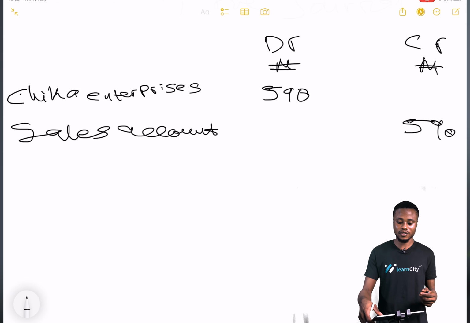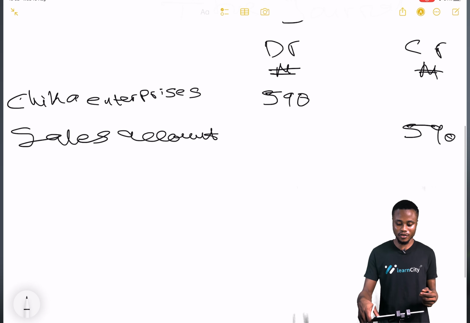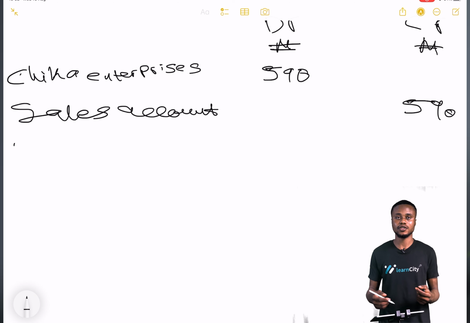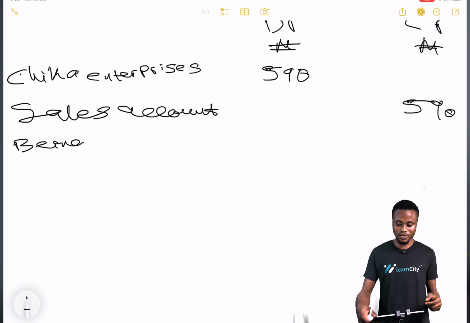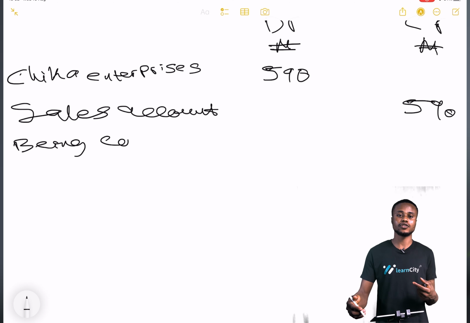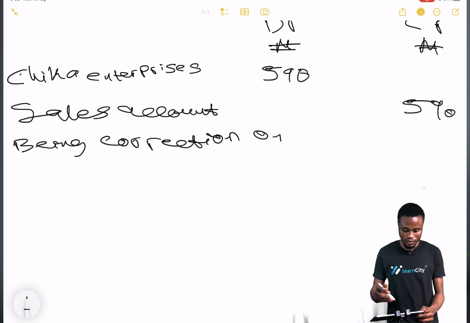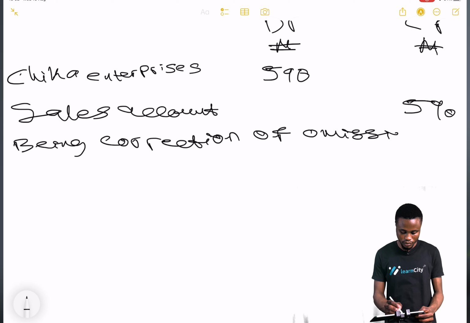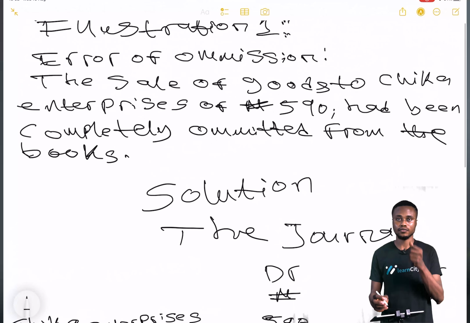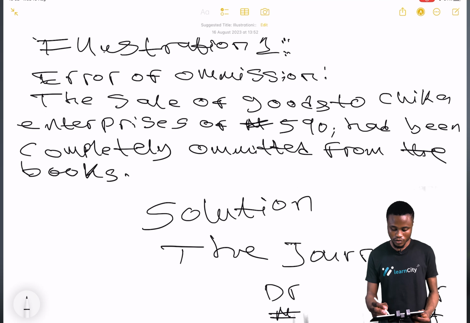So in case you see something like error of omission, this is the simple principle behind how to do it. All we just did is the correction of the omission of the sales invoice. Let me write it down. Being correction of omission.